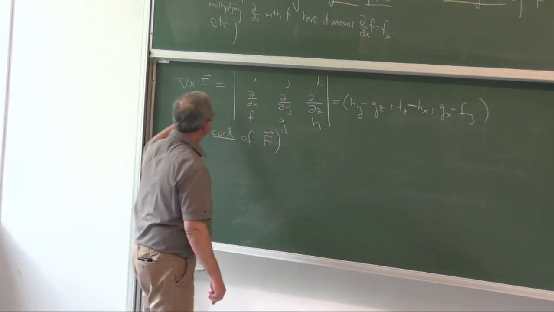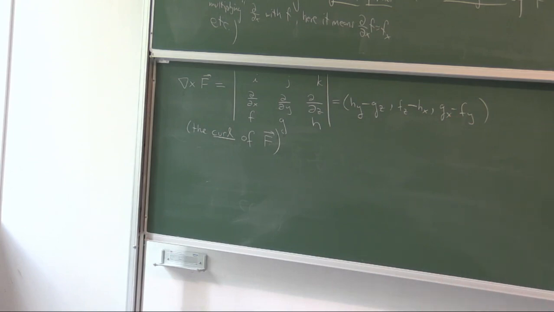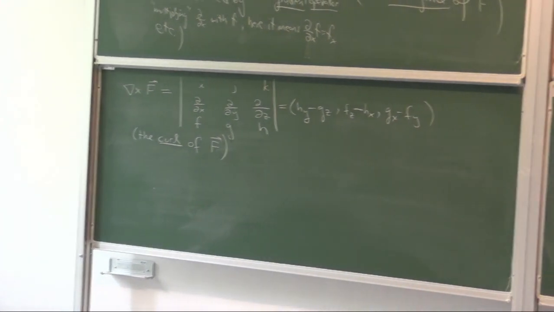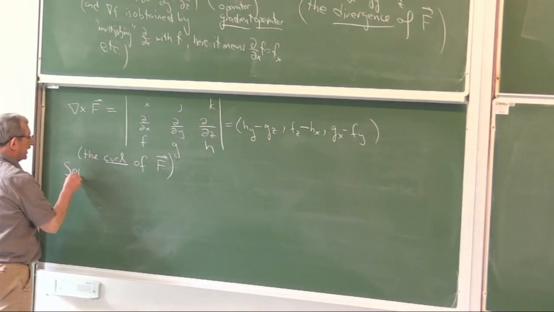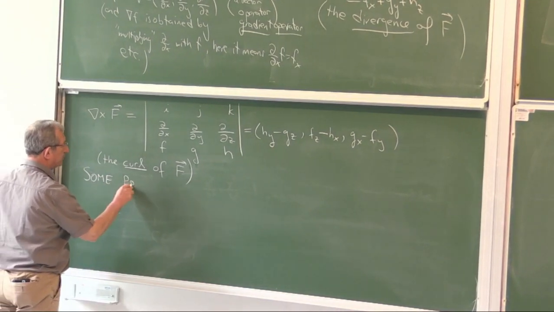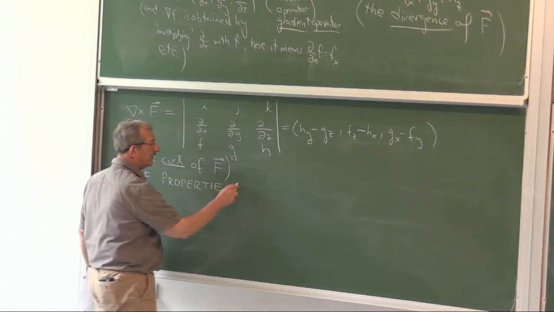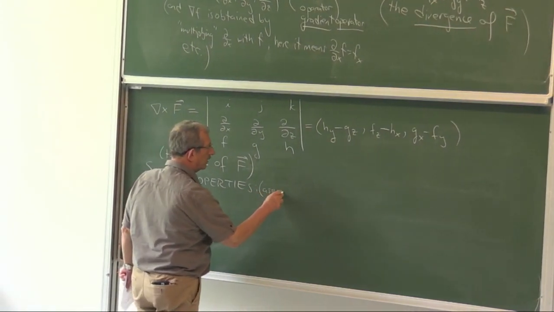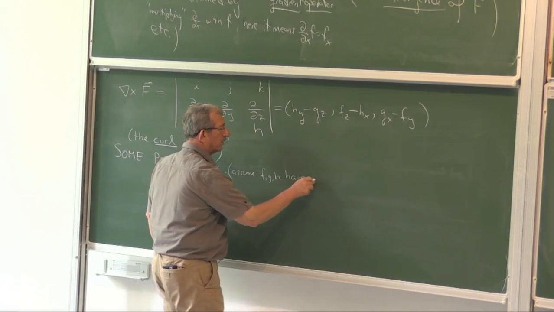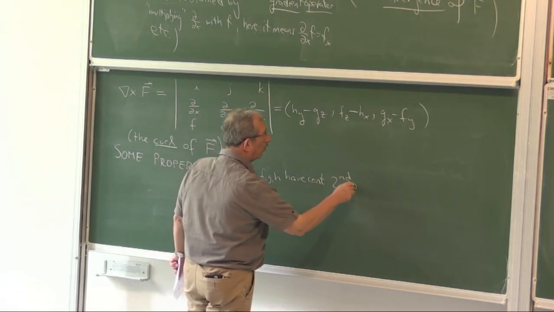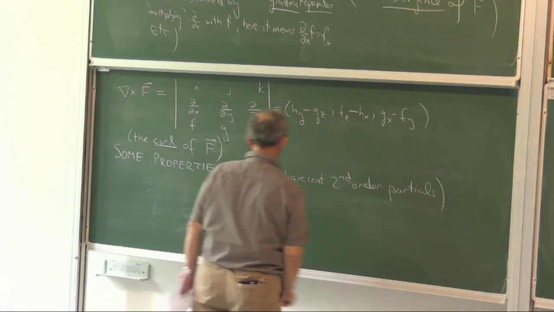Well, these things operate on different components in a different way, but they have some nice properties. The properties, I will say some because there are lots of them. Here we assume the components FGH have continuous second order partials.